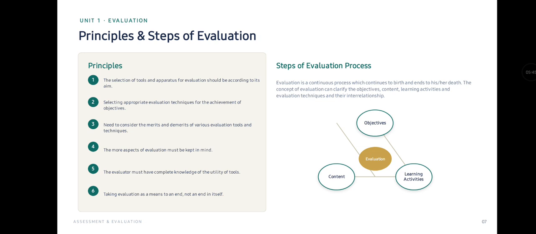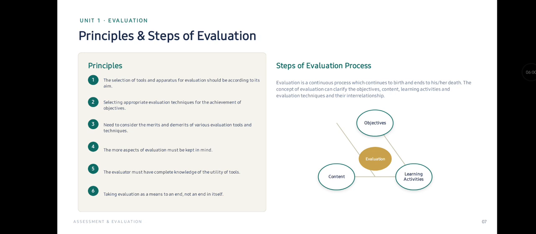Fourth is that more aspects of evaluation must be kept in mind. Fifth is the evaluator must have complete knowledge of the utility of tools. Sixth is taking evaluation as a means to an end, not an end in itself.